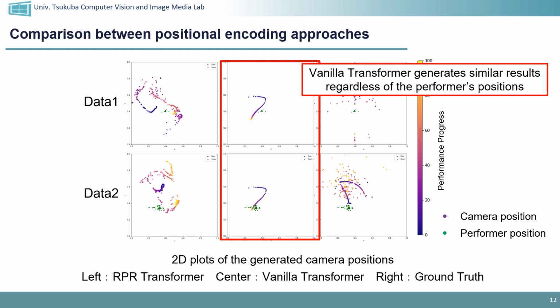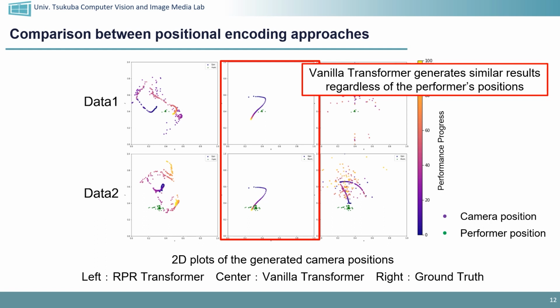When examining the generated camera work, the vanilla transformer generated similar camera work for data 1 and data 2, even with different subject movements. In both cases, it depicted a continuous camera work regardless of the motions of the performers during the performance, indicating that it couldn't effectively learn to move the camera according to the performer's motions. On the other hand, the RPR transformer generated different camera work for different performances, suggesting that it was able to learn camera work that corresponds to the performer's motions.